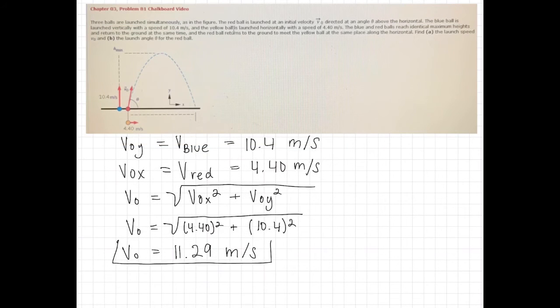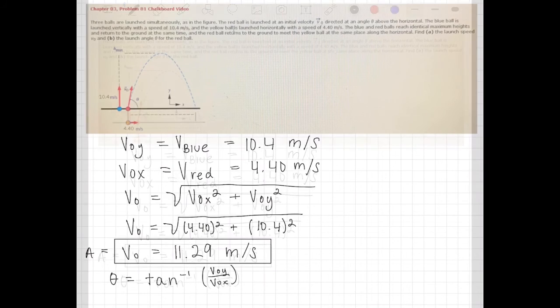We are also asked to find the launch angle theta for the red ball. We need to find the angle theta, but how can we do that? Now, this requires a bit of thinking back into what we were previously taught, and from that we can gather that we can solve for angle theta by taking the inverse tangent. We do this by taking the inverse tangent of the velocity of the y over the velocity of the x, which we were given earlier.